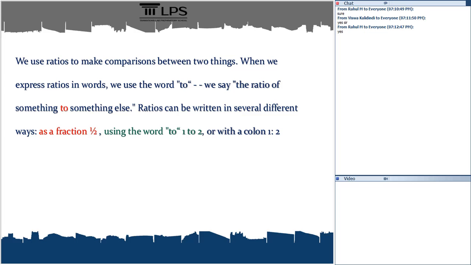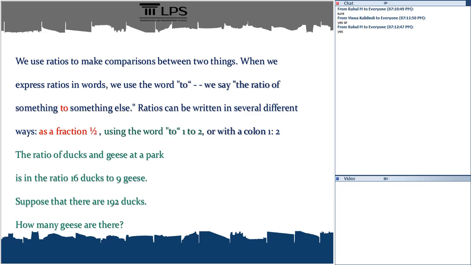Let us look at a simple problem based on the idea of ratio. Say for example, the ducks and geese at a park are in the ratio of 16 ducks to 9 geese. Suppose that there are 192 ducks. How many geese are there? This is a question posed to the students. Can you answer the question? It's a very simple question based on the idea of ratios.